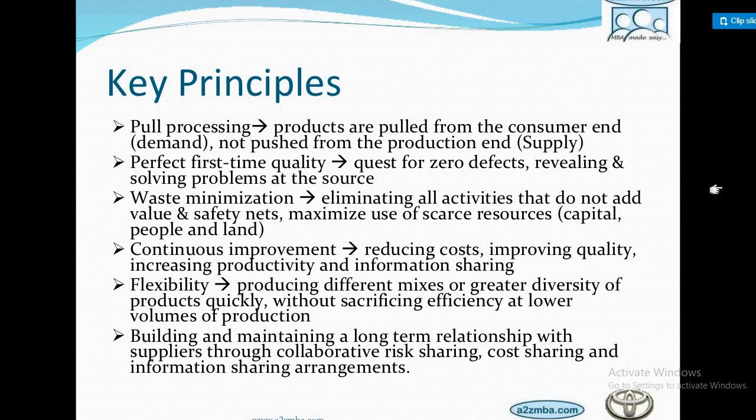Then waste minimization, how will we minimize waste? Eliminating all activities that do not add value and safety nets, maximum use of scarce resources, that is capital, people and land. Then continuous improvement, reducing cost, improving quality, increasing productivity and information sharing. Then flexibility, producing different mixes or greater diversity of products quickly without sacrificing efficiency at lower volumes of production. Building and maintaining a long-term relationship with suppliers through collaborative risk sharing, cost sharing and information sharing agreements, okay.